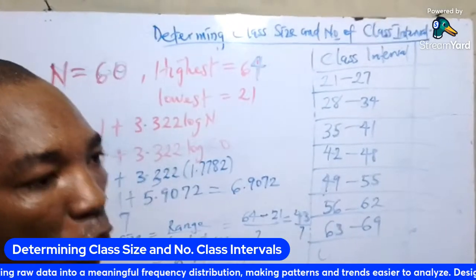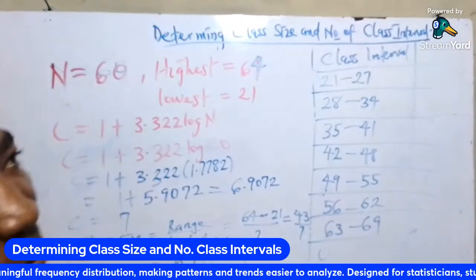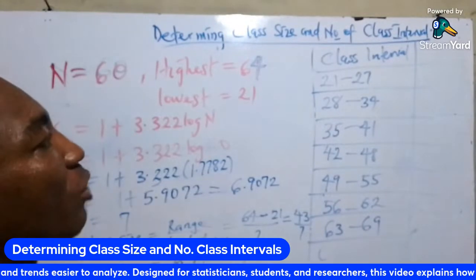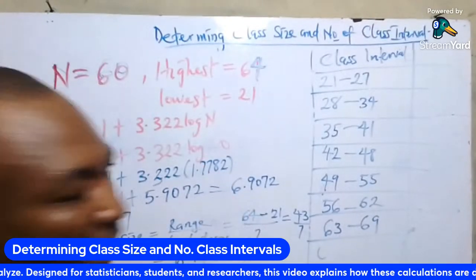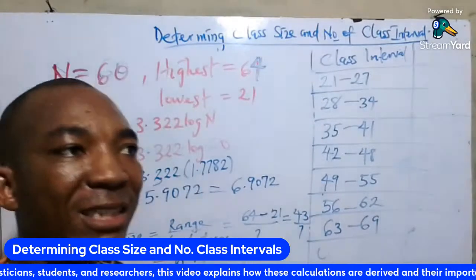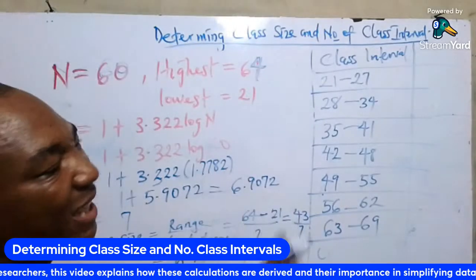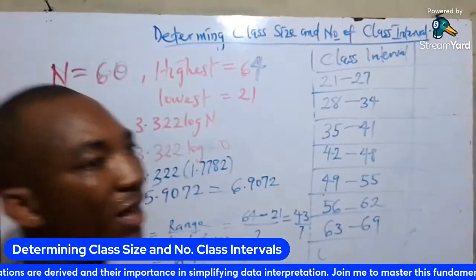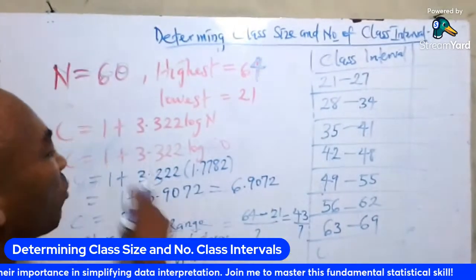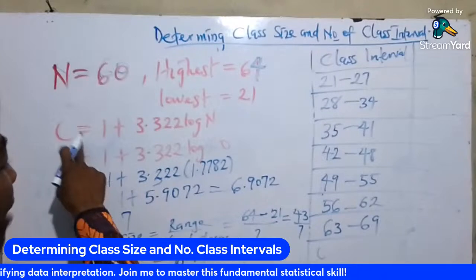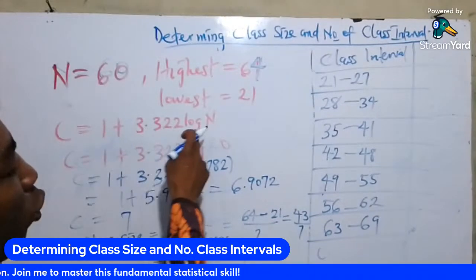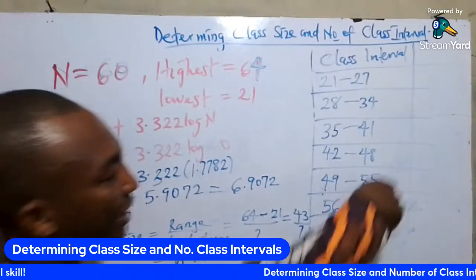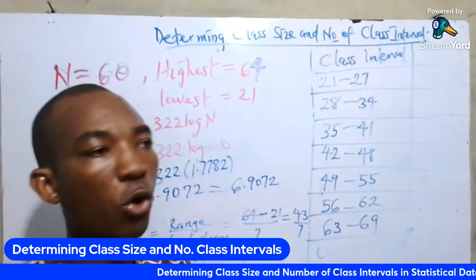So that is how to determine the class size and the number of class intervals you have in a frequency distribution. From henceforth, don't go assuming that because that person did not give us the class interval, I can just do my class interval anyhow I like. If you do it anyhow you like, you will not get the accurate frequency, because some classes will not be adjusted by the formula 1 plus 3.322 log of the observed data, and you will not get the accurate cumulative frequency. So thank you very much.